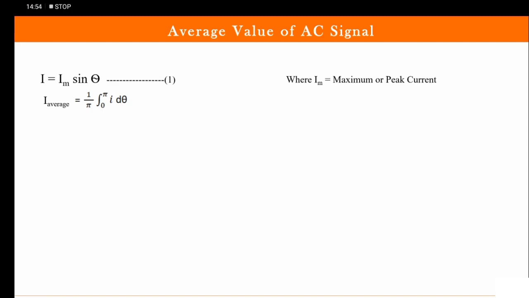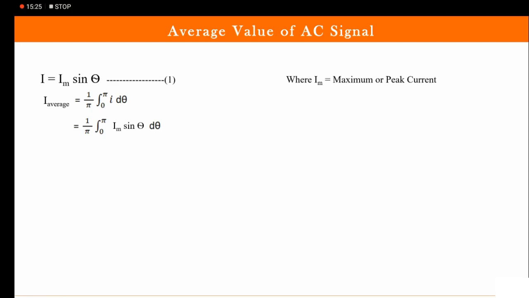Why am I taking pi? Base length has to be 2 pi. Why am I taking the limits of integration as 0 to pi? Why not 2 pi? I want an answer to this. Well, the limit is 0 to pi because we are talking about a symmetrical signal. So we have to consider only half cycle. So we will put the value of I here, which is Im sin theta.